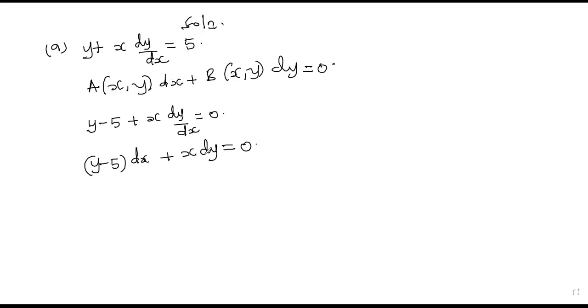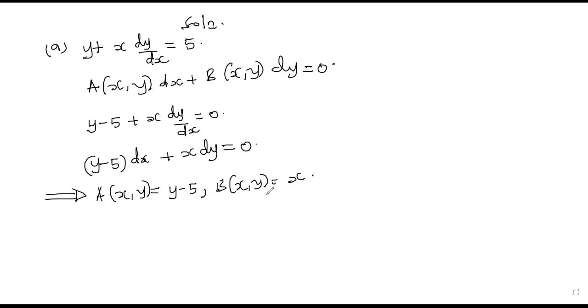Then we have x dy, so the form is executed. Now, after executing the form in which you want it, we need to know that this would imply that our A(x,y) should be y minus 5, while our B(x,y) is equal to x.